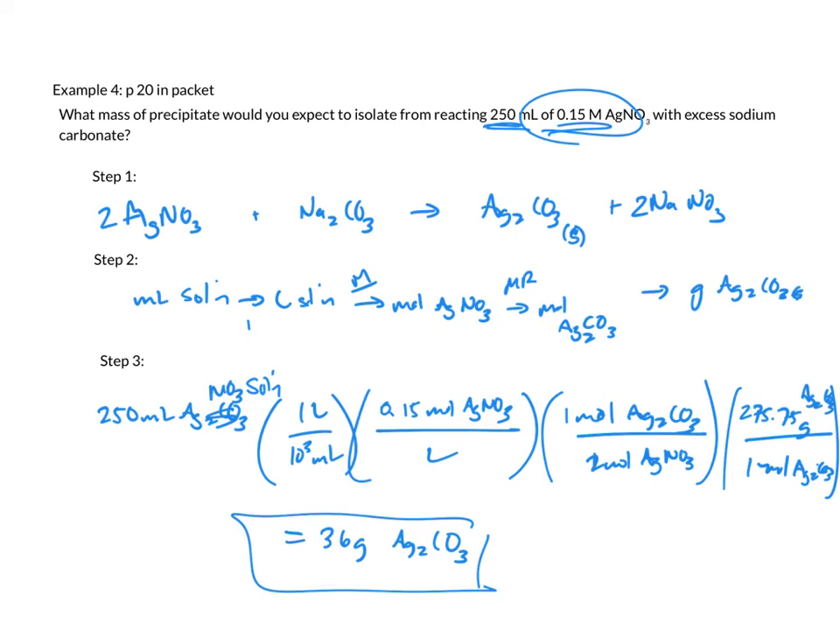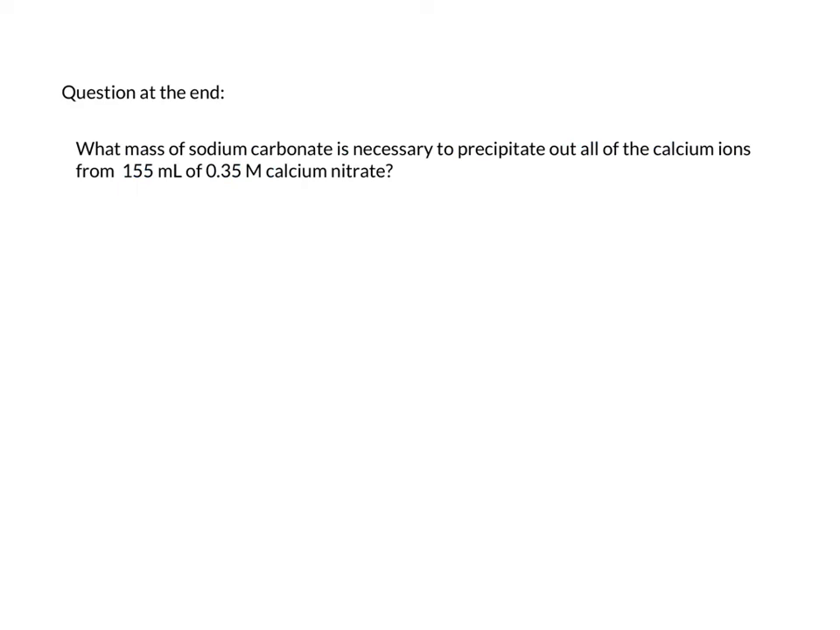So given all of that, I would like for you to take a look at this particular problem and then bring your solution to class next time we meet. So I want you to find the mass of sodium carbonate that is necessary to precipitate out all of the calcium ions from 155 milliliters of a 0.35 molar calcium nitrate solution. Okay, give that a shot, bring your answer to class, and we'll see you next time.